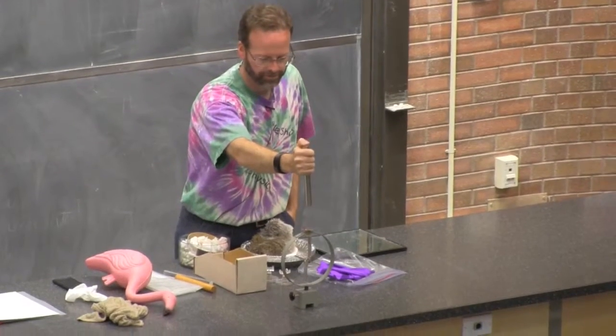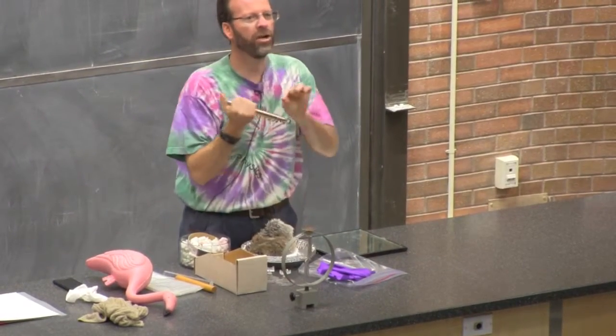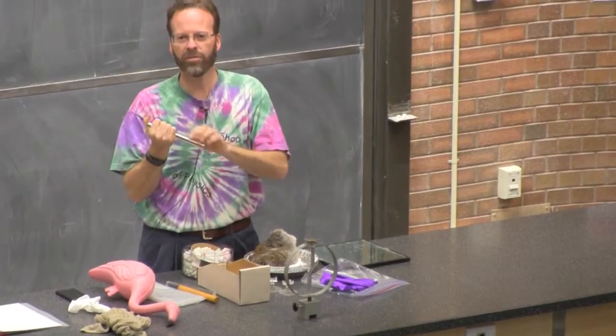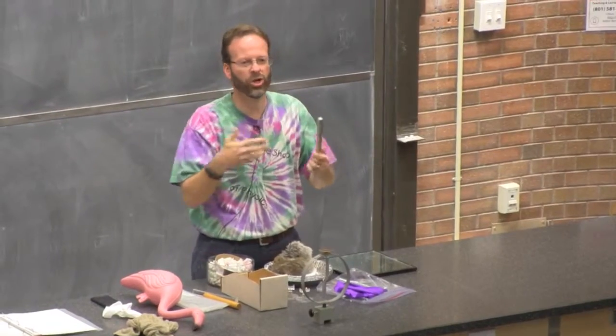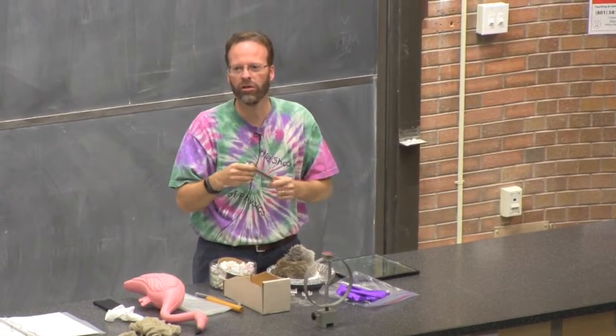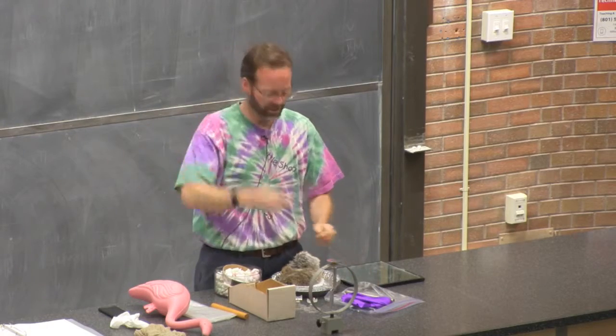Let's see. Sure enough. In metal, the electrons aren't as strongly bound to the atoms. They're free to jump from one neighboring atom to another, and that's what current is. It's the flow of charge, and they can move along. So that's a conductor. That's an insulator.